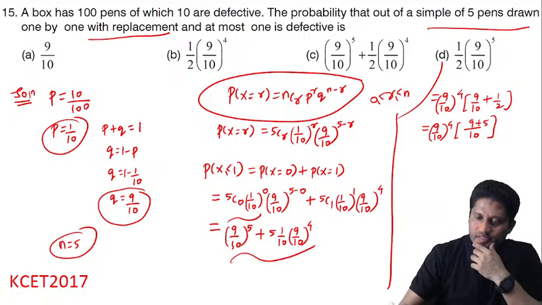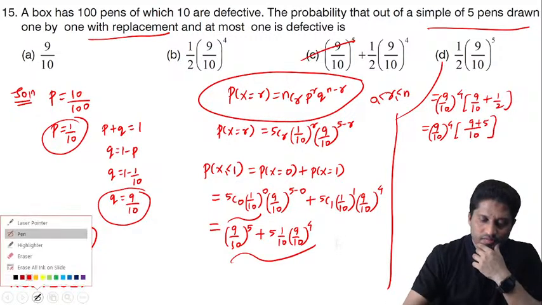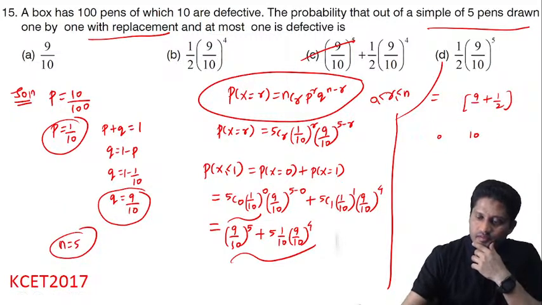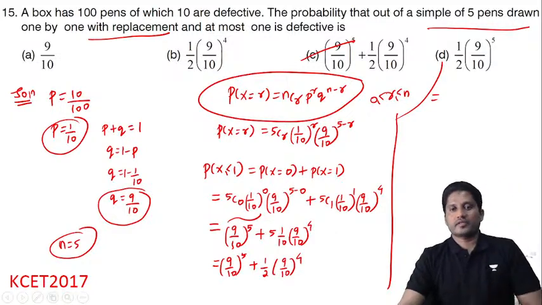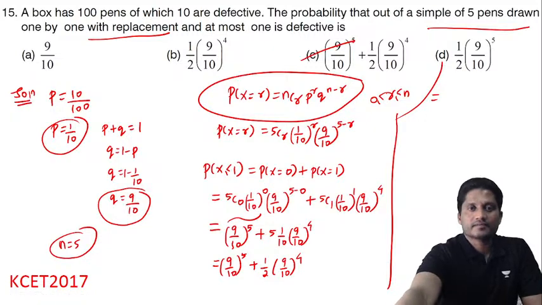I can stop here itself. There's an option; need to simplify. This itself is the answer, guys. The (9/10)^5. 5/10 is 1/2. Then (9/10)^4. The answer is in the options. Let's move to the next question.